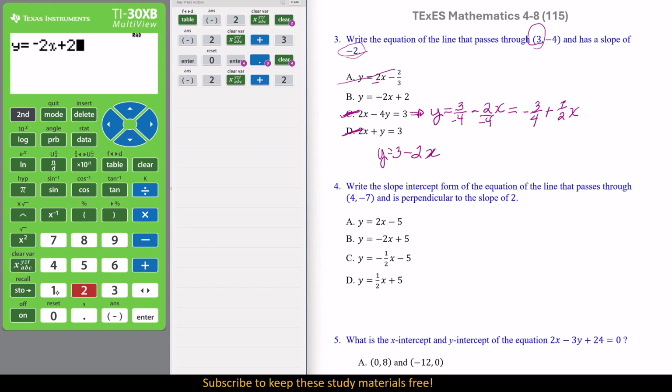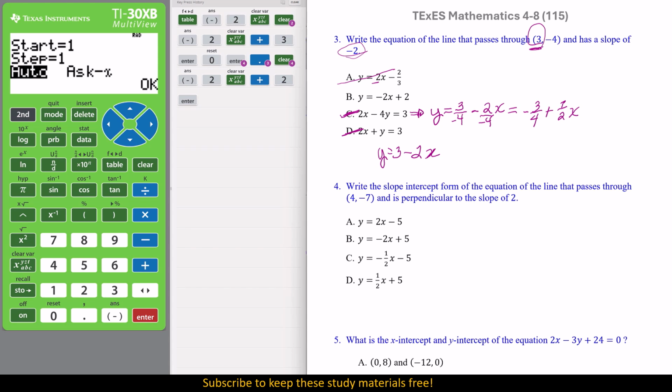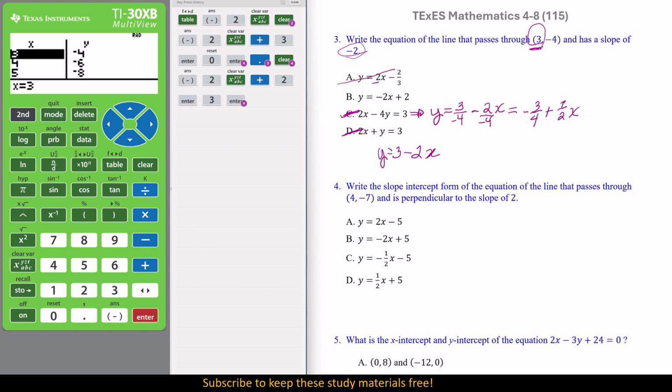-2x plus 2, enter, and we are checking for 3. Let's go ahead and just plug in 3. That means that our table starts at 3 because that's what we want to check, okay? And then let's push enter until we get that. Oh, there you go, correct. 3, -4. So obviously option B is what we're looking for, okay?